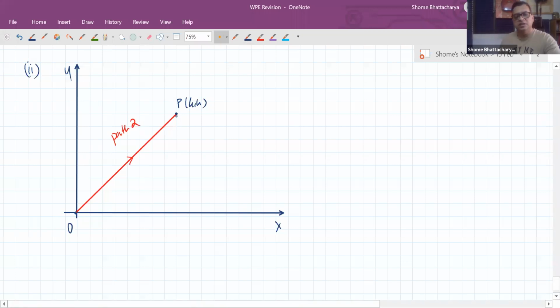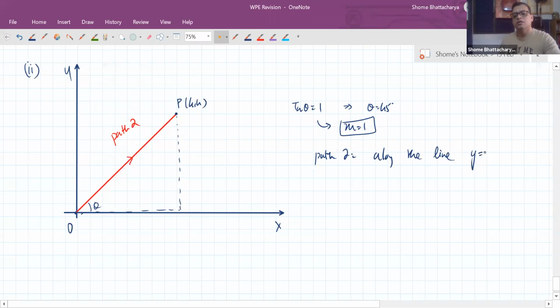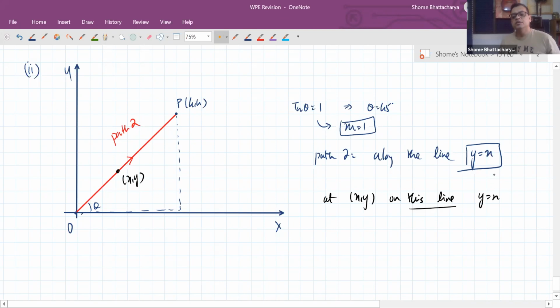Now you can see that this is a straight line which has a slope of 1. So the equation of the line, path 2, is along the line y equal to x, because it's passing through the origin having a slope of 1. Therefore, at any point (x, y) on this line, y is equal to x.